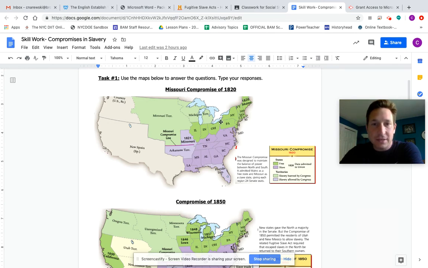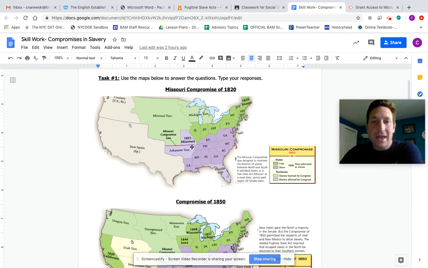Notice it is even, it is equal. There are an equal number of free states and an equal number of slave states. That's on purpose, because when this state is looking to become part of the United States, there needs to be a compromise. There needs to be an even scale that continues. And that state is Missouri. Missouri wants to be added to the United States. And if I look at this little blurb, the Missouri Compromise was designed to maintain the balance of power between the North and the South. It admitted Maine as a free state and Missouri as a slave state, giving each region 25 Senate seats.